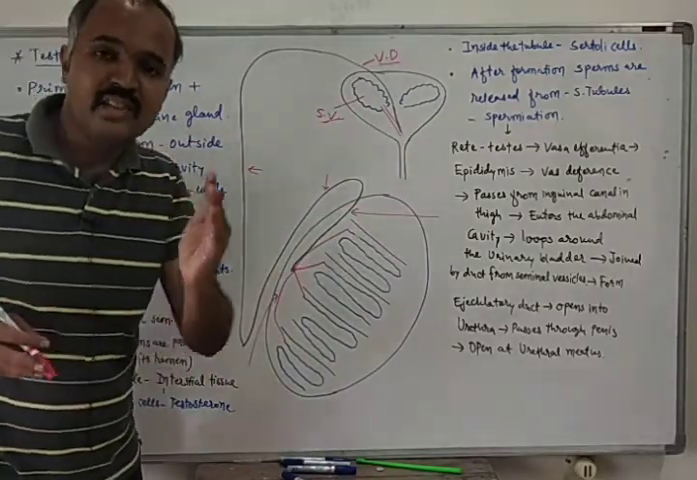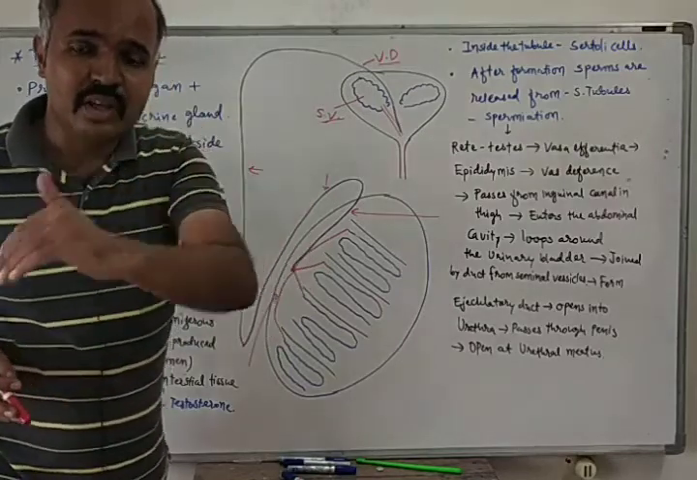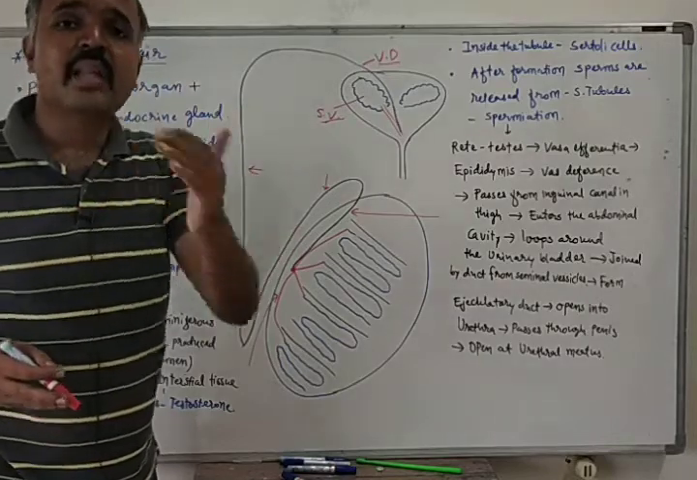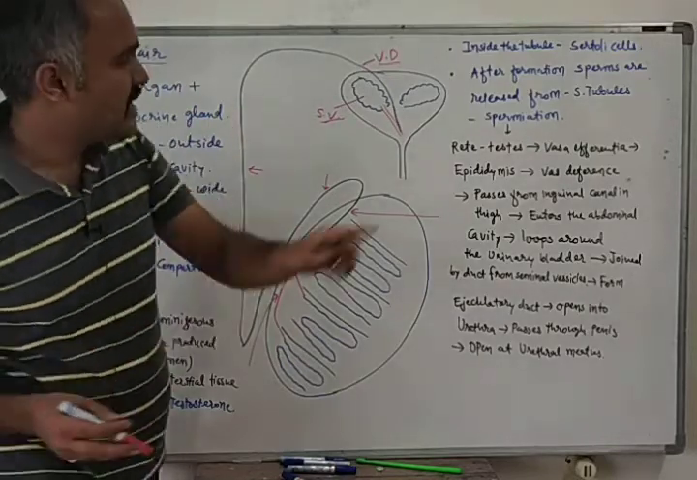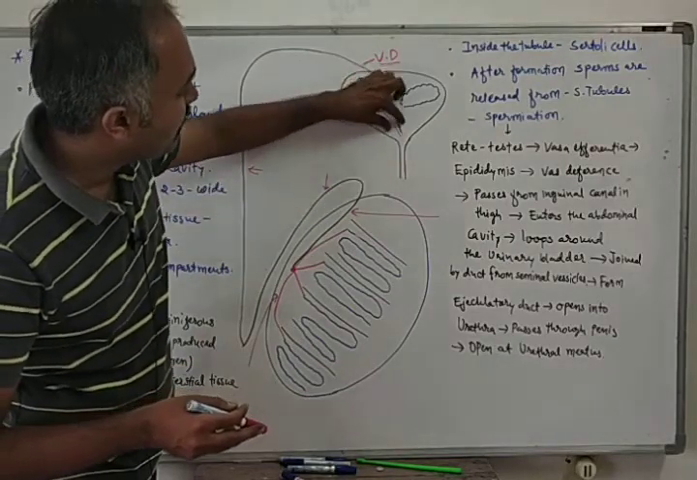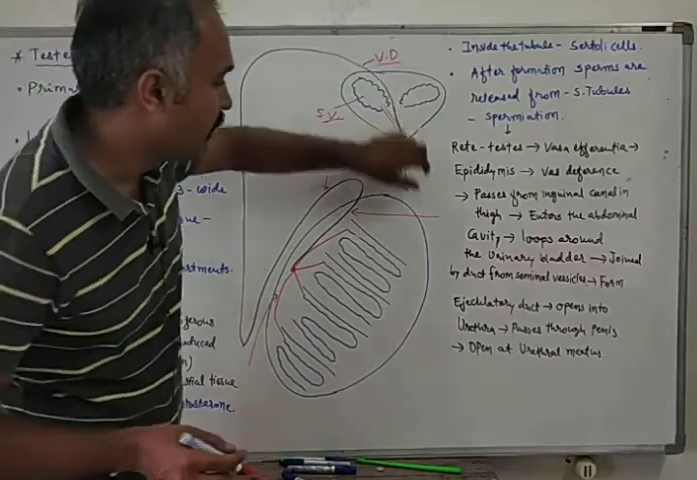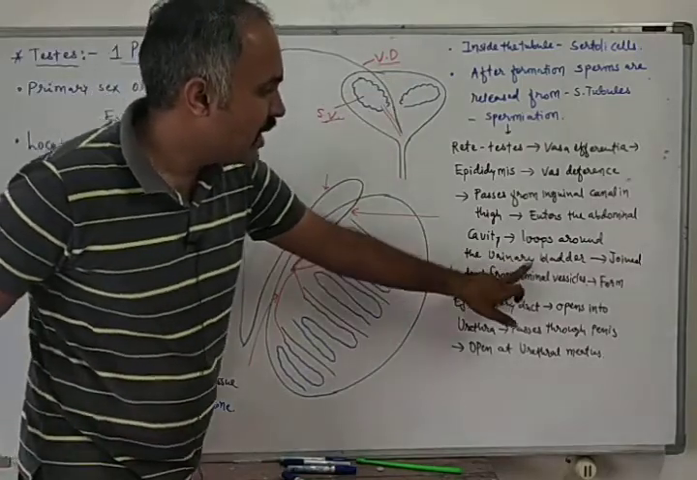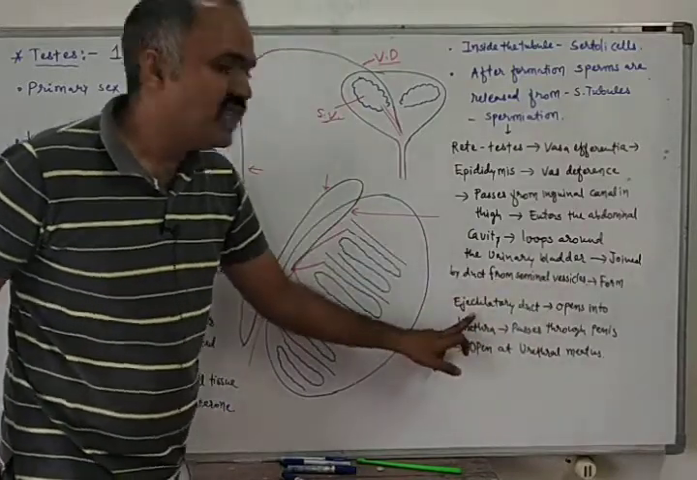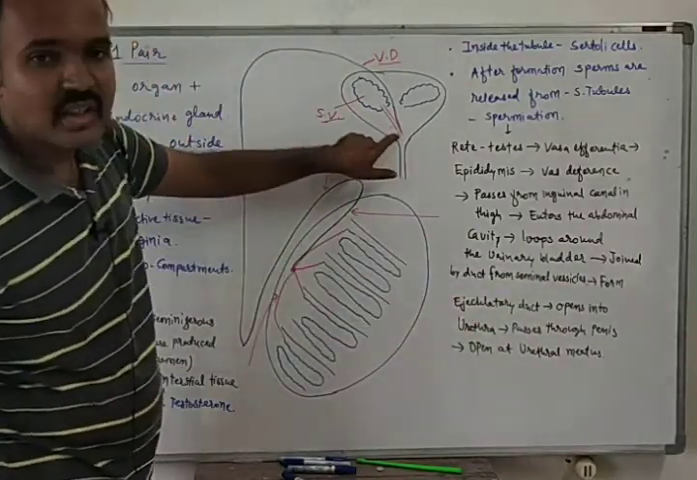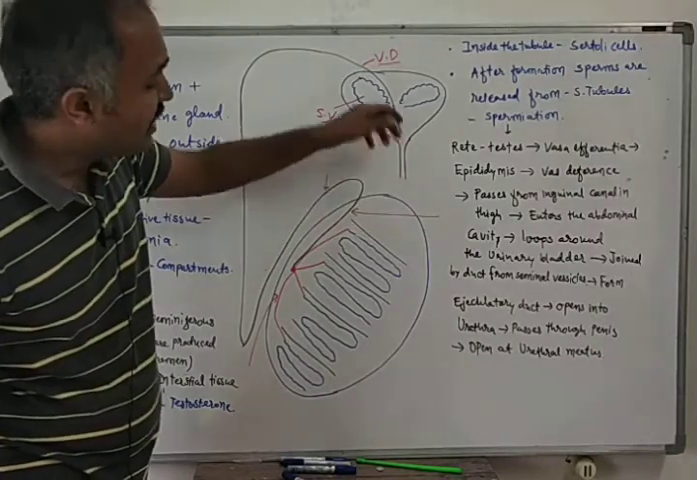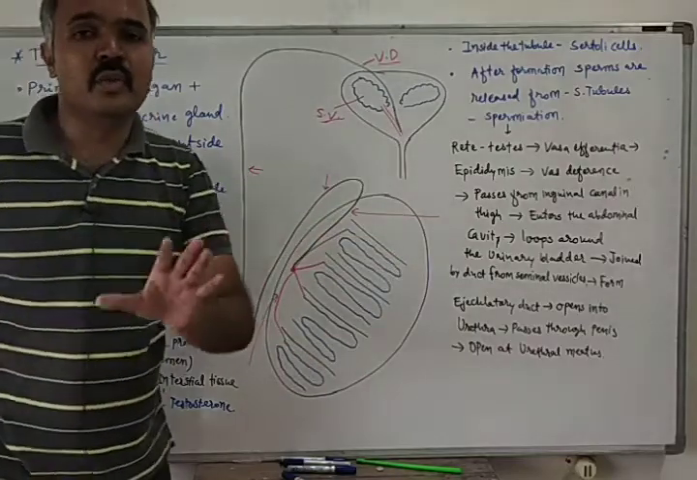So when the vas deferens loops around the bladder, a duct comes out from the seminal vesicle, and here both of them get joined in the form of the ejaculatory duct. So it loops around the urinary bladder, and here it is joined by a duct from the seminal vesicle, and then they form the ejaculatory duct. This ejaculatory duct opens into the urethra, and the urethra passes through the penis, and then it opens into the urethral meatus.